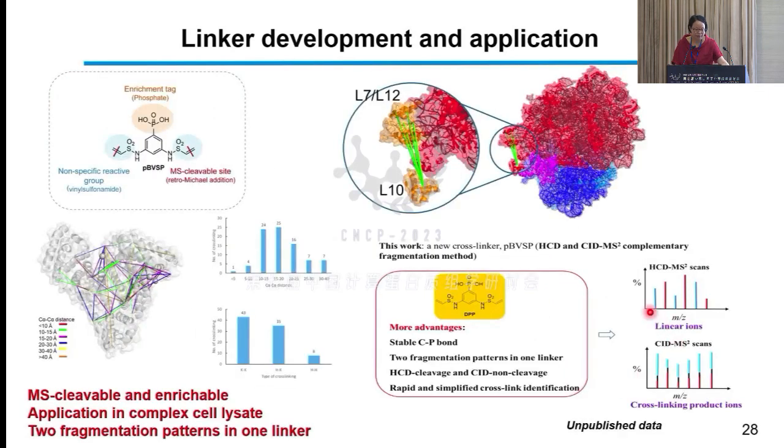When we applied this linker, we found that it can be successfully applied in a complex cell lysate. What's more, we found that this linker has two fragmentation patterns. What does that mean? The linear ions and the cross-linking peak ions can be detected in MS2 experiments. This is very useful since it will not require MS3 experiments.